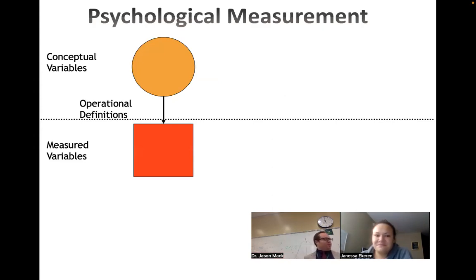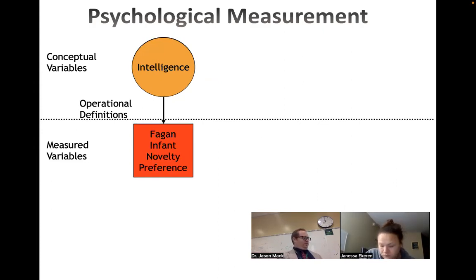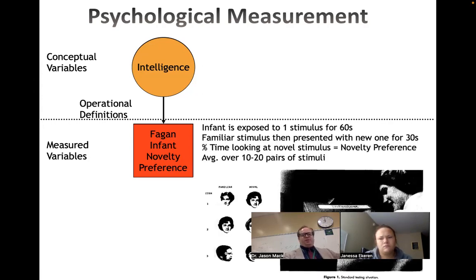Conceptualization and measurement, part B, reliability. Conceptual variables, operational definitions. Let's say we have intelligence. How do we measure intelligence? Well, we might use a tool like the Fagan Infant Novelty Preference test. You don't need to know what this is, I'm just giving you an example of psychological measurement. An infant gets exposed to a stimulus for 60 seconds, then the familiar stimulus is presented with a new one for 30 seconds. We look at time looking at the novel stimulus, the novelty preference, averaged over 10 or 20 pairs of stimuli.